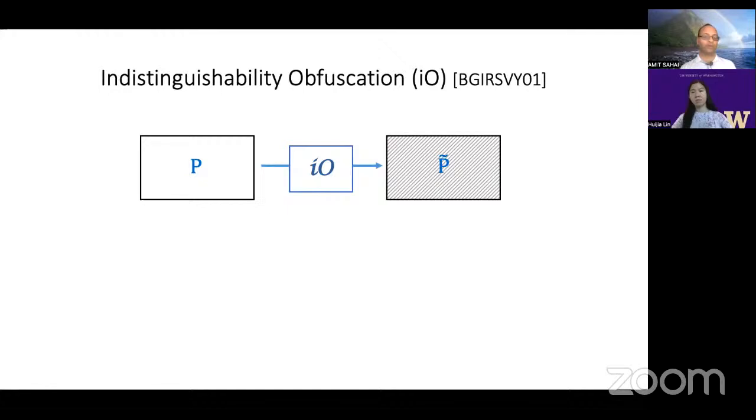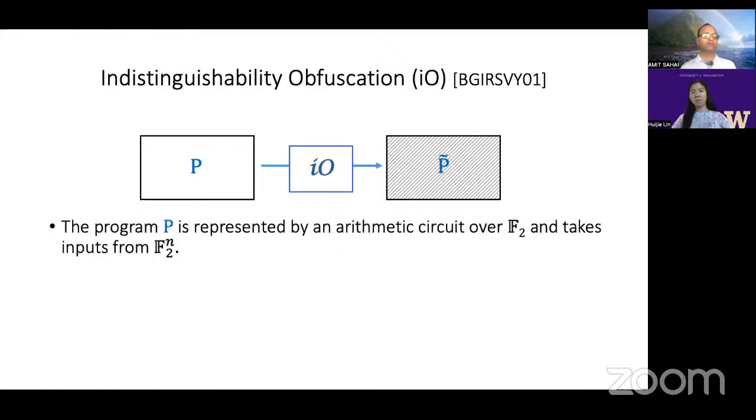So first of all, we're going to be obfuscating programs P, as shown here. We're going to represent a program without loss of generality as an arithmetic circuit over the Boolean field, over the field of 2 elements, F2, which takes as input some n tuple over the field and outputs a single field element. Okay, this is without loss of generality. This can be generalized to Turing machines in fairly natural ways.